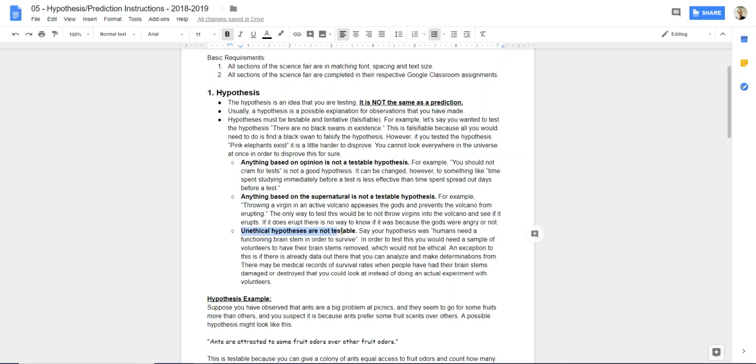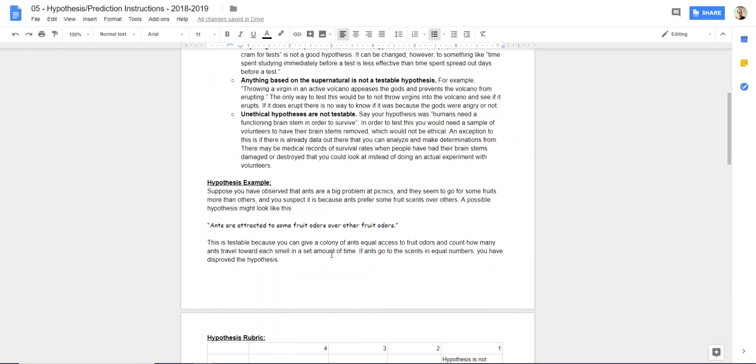And the last one is anything that's unethical. The example here is "humans need a functioning brainstem in order to survive." If you were going to test this hypothesis, you would need to remove people's brainstems, which would not be ethical, and it is therefore not a good hypothesis.